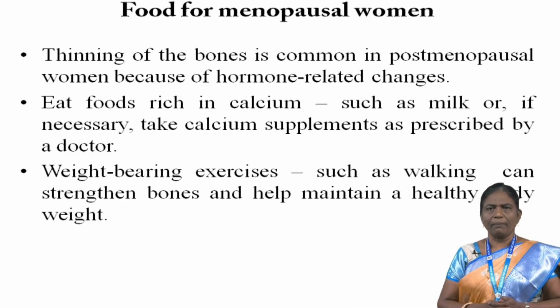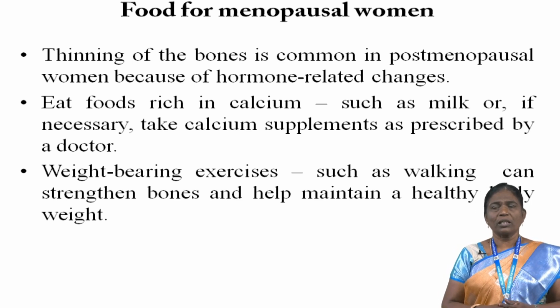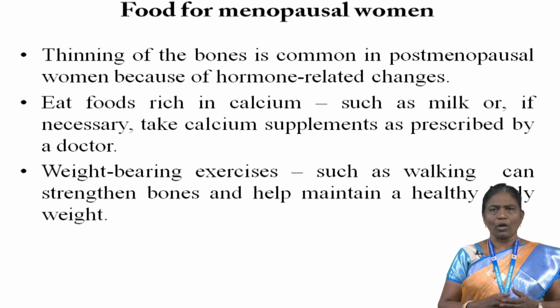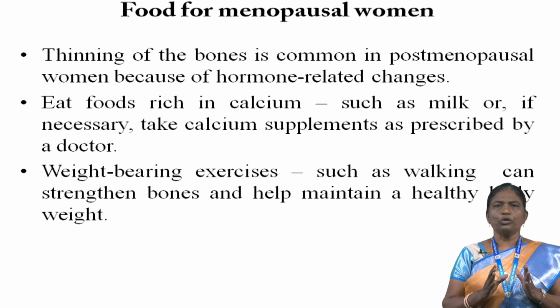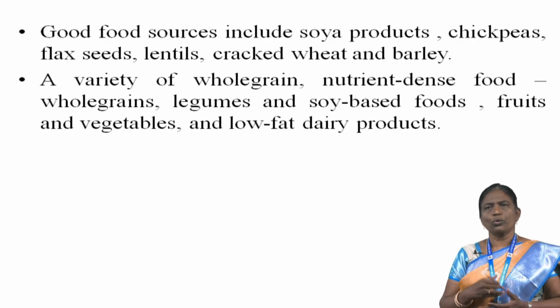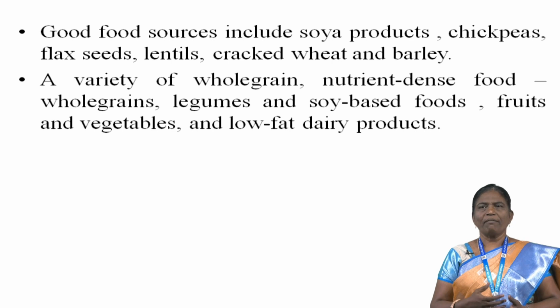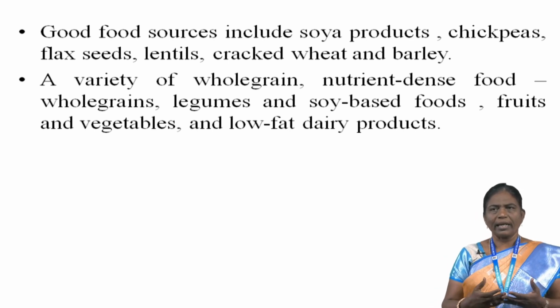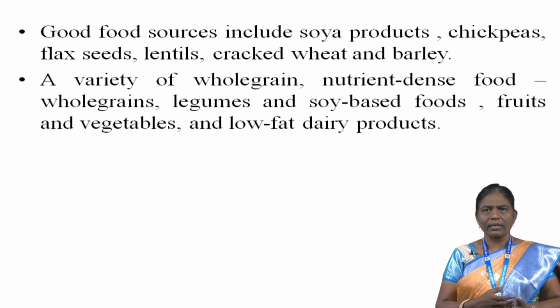Something about the food for menopausal women. Thinning of the bones is common in postmenopausal women because of hormonal changes, and they have to eat foods rich in calcium. They have to take a large amount of milk and also supplements if they need. And also they have to do weight bearing exercises such as walking, which can strengthen bones, and they have to maintain the weight properly. Good food sources include soya products, then chickpeas and flax seeds, then lentils, cracked wheat and barley. A variety of whole grain nutrient dense food, whole grains, legumes, soya based foods, then fruits, vegetables and low fat dairy products they can add.